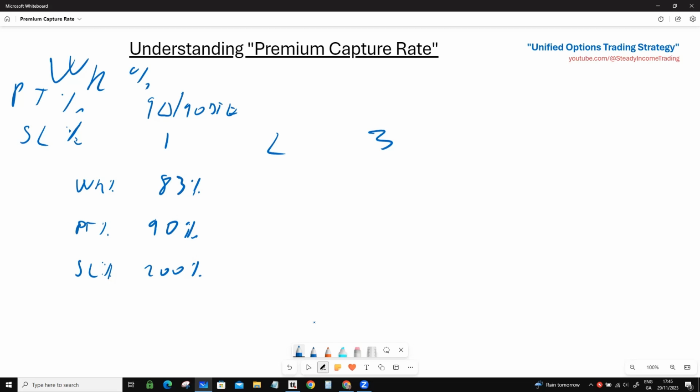The second one, this one is actually 12 delta, but again, it doesn't really matter. That's really irrelevant. It's also 90 DTE, and this one is at 80% profit take. And this one is going to have, again, around 83% win rate, roughly. And we're going to do a stop loss here of 200%, same as the other one.